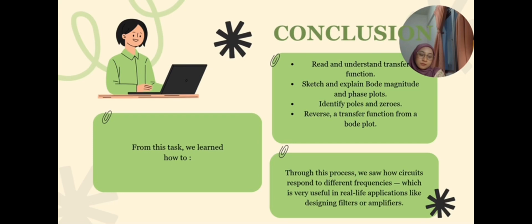We are going to summarize what we have done in this assignment. We learned how to understand the transfer function, sketch and explain the magnitude and phase plots, identify poles and zeros, and finally, reverse the transfer function from a Bode plot. Through this process, we saw how circuits respond to different frequencies, which is very useful in real life applications like designing filters or amplifiers.